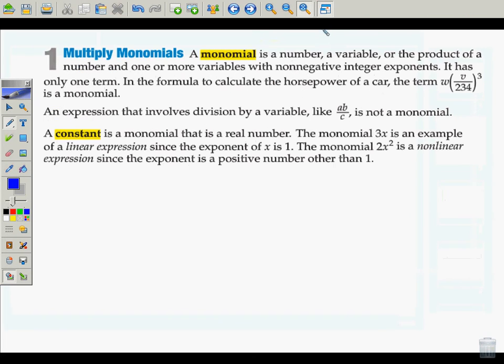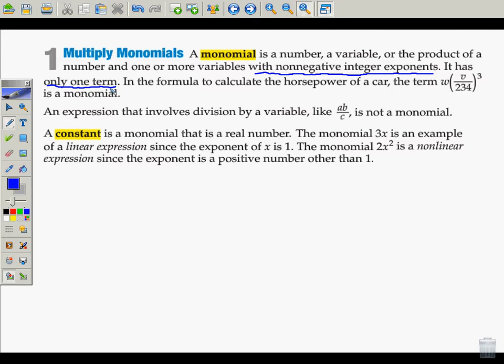Now we also need to talk about monomials. A monomial is a number, variable, or the product of a number and one or more variables with non-negative integer exponents. The main thing I want you to focus on in this part is the non-negative integer exponents. So the exponent has to be a whole number. And it also has only one term. This is the other main point. It only has one term.